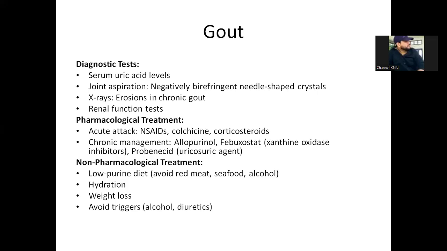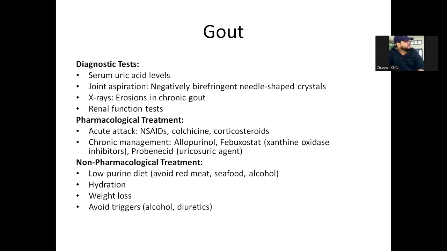Pharmacological treatment mainly involves, for acute attacks of gout, NSAIDs, colchicine and corticosteroids. For chronic management, xanthine oxidase inhibitors like allopurinol and febuxostat are given, and also probenecid, which is a uricosuric agent. It is also given as a treatment for gout.